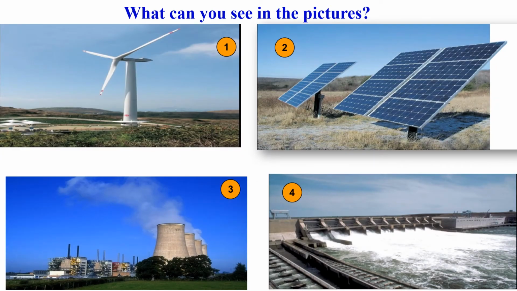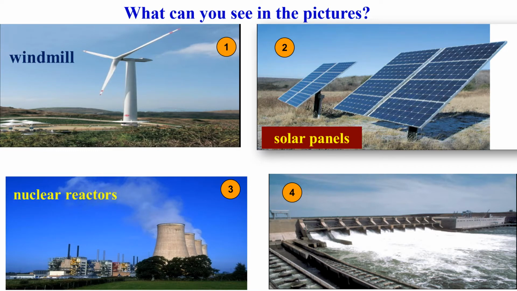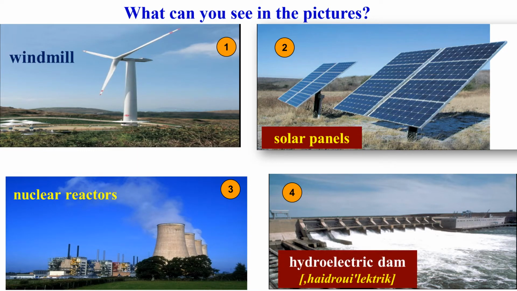Before we come to the new lesson today, I would like you to look at the pictures and answer my question. What can you see in the pictures? There are 4 pictures for you. And the answer? Picture number 1, it is windmill, cối xay gió. The second picture, solar panels, tấm thu năng lượng mặt trời. Number 3, nuclear reactors, lò phản ứng hạt nhân. And number 4, it is hydroelectric dam. It is very popular in Vietnam. Đập thủy điện.